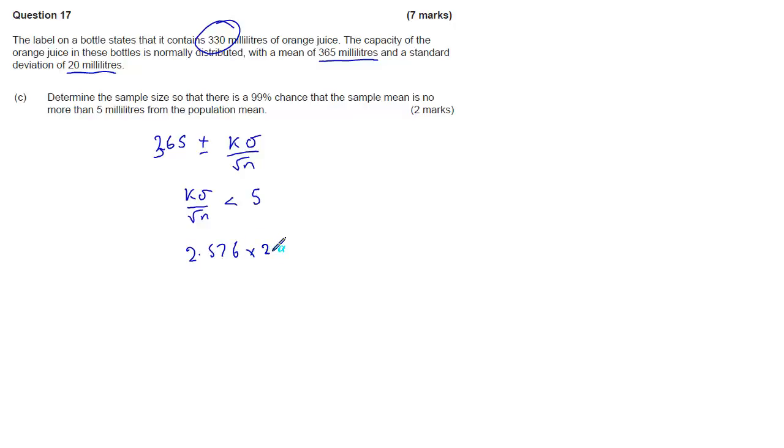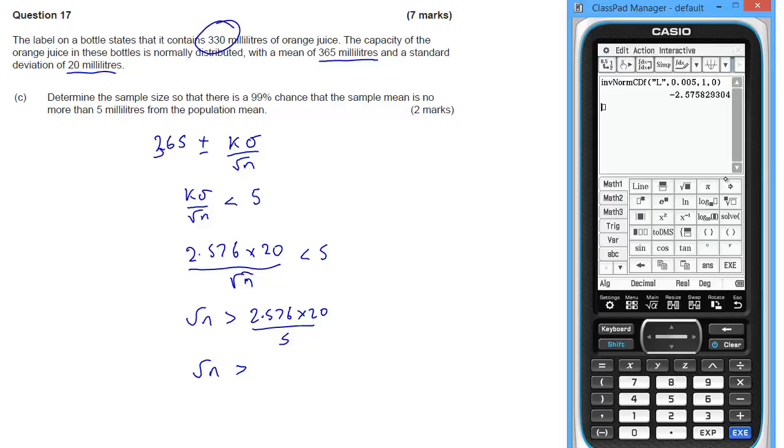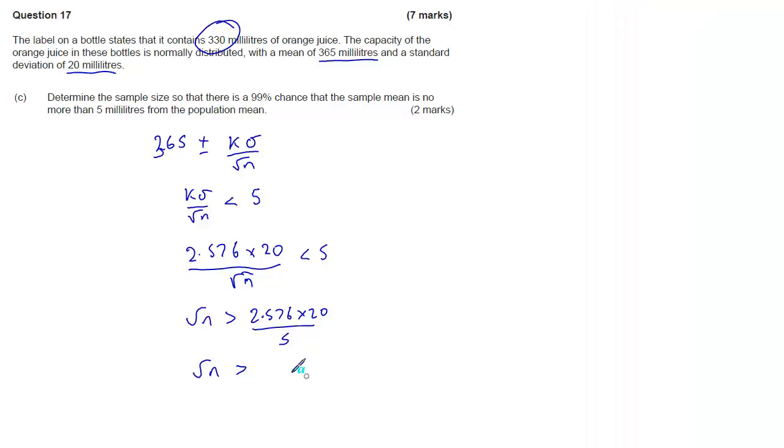So 2.576. Now we know sigma was 20. We don't know root n. That's got to be less than 5. So that gives me that root n is greater than 2.576 times 20 divided by 5. So root n needs to be more than 2.576 times 20 divided by 5. So that's 10.304.